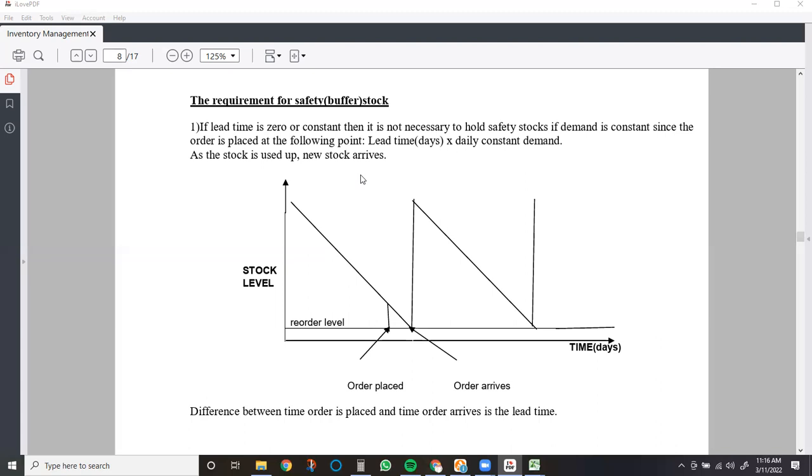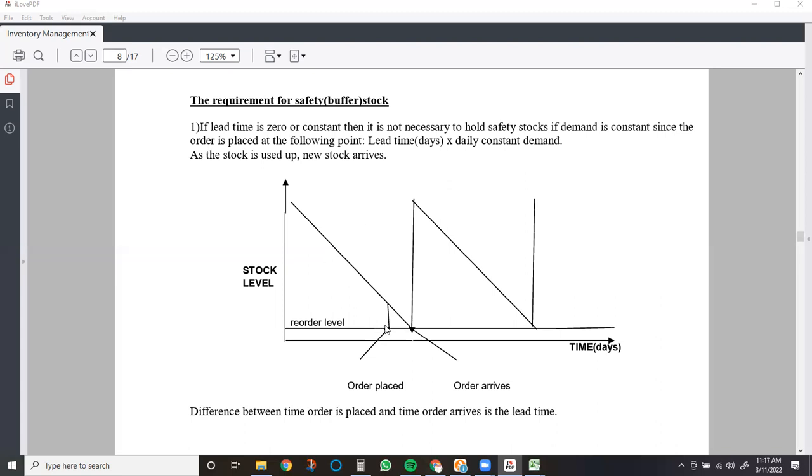So the assumption is lead time is 0 or constant, demand is known with certainty, and usage is constant on a daily basis, and all that adds up to is really there is no need to hold safety stock. However, a company may still wish to hold safety stock, or at least in a question, you may still encounter the need for safety stock, in which case you have to know how to deal with it. And just reading here, if lead time is 0 or constant, then it is not necessary to hold safety stocks if demand is constant, since the order is placed at the following time: lead time in days times daily constant demand. As the stock is used up, new stock arrives.